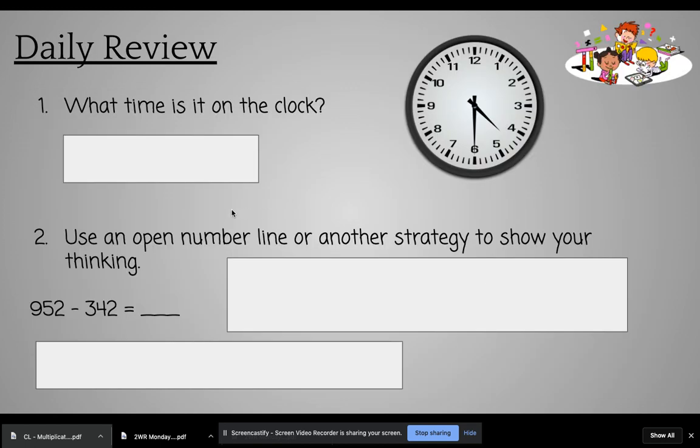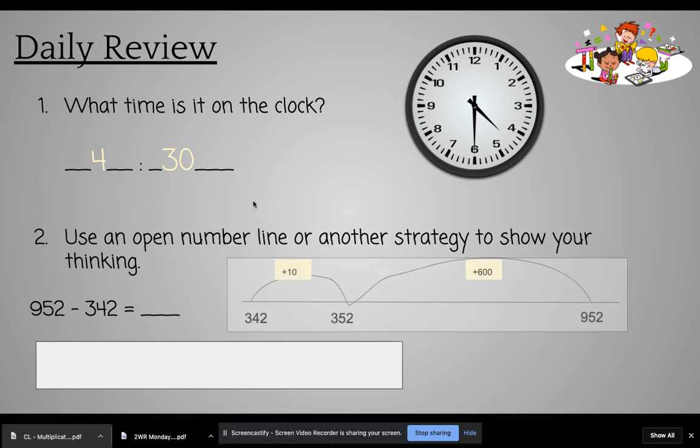In our daily review, we're going to solve number 1. What time is it on the clock? Looking at the hour hand, and we're looking at the minute hand. What time is it on the clock? How do you know? So the time is actually 4:30 because I know that the minute hand is pointing to the 6. Let's count. 5, 10, 15, 20, 25, 30. So that's my minute hand. And I know the hour hand is in between the 4 and the 5. So it's not yet 5 o'clock, but it is 4:30.